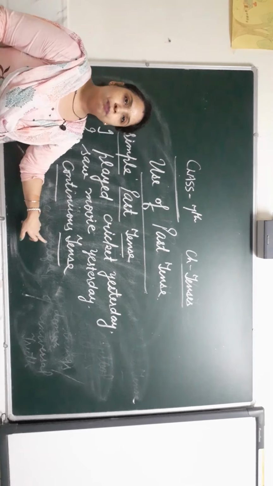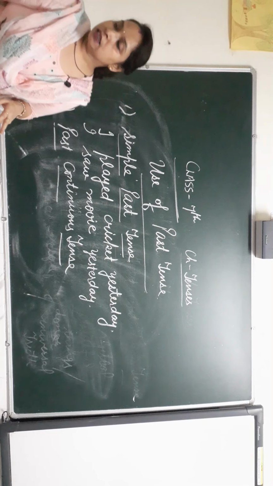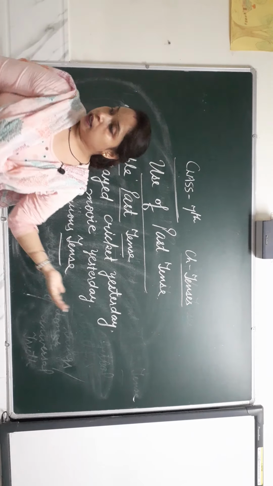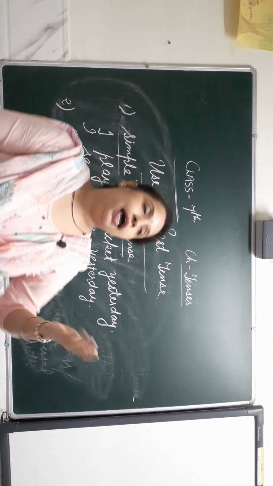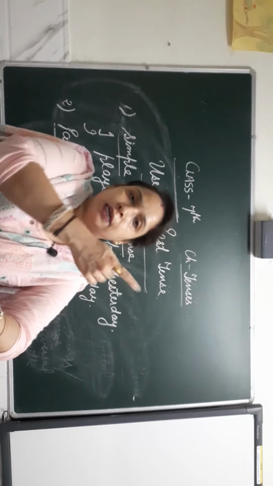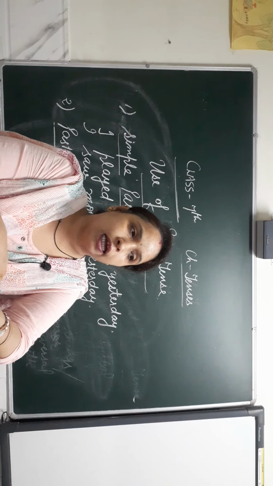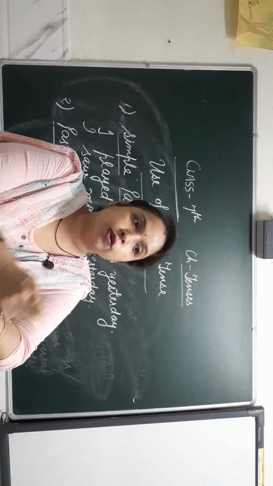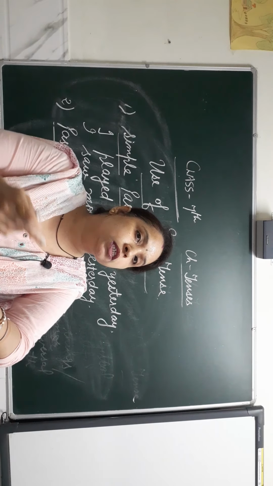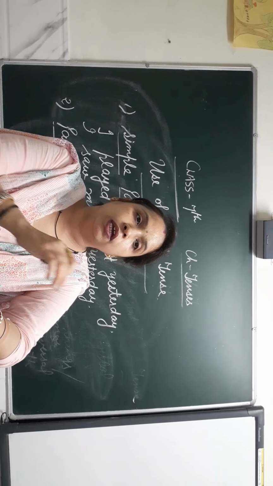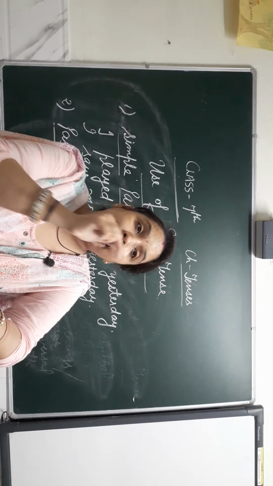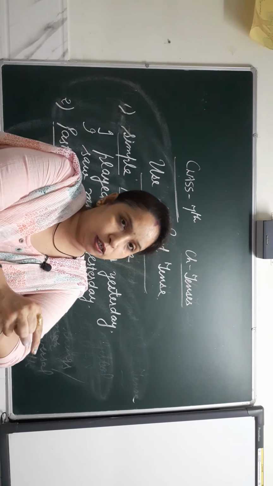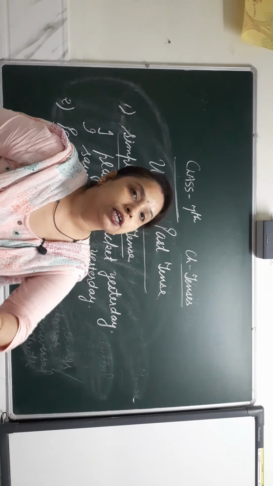Now where we will use past continuous tense? Past continuous tense is used to express an action which began and was continuing in the past time. Like we are saying in that particular time what you were doing. Particular time means yesterday in the morning time what you were doing. You can say that I was watching TV yesterday in the morning. So at that particular moment what you were doing, to describe that action, you will use past continuous tense.